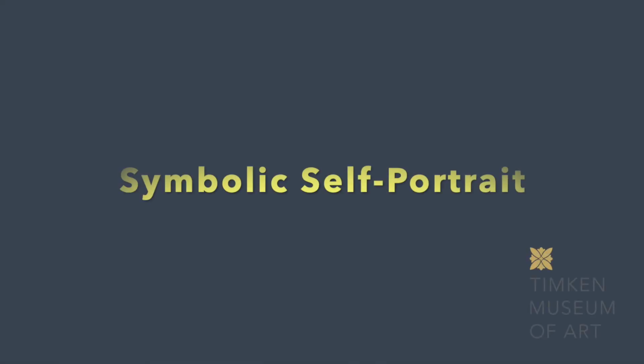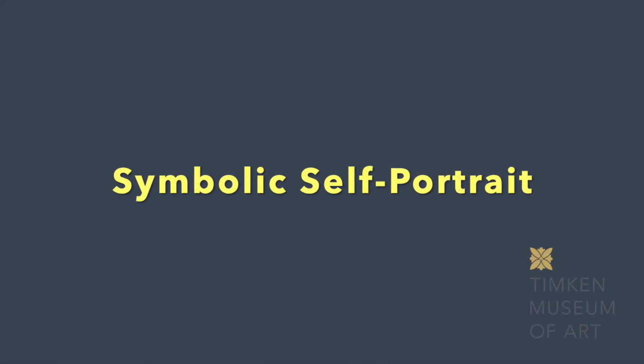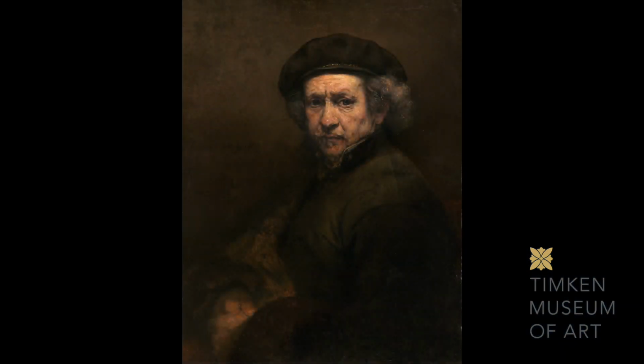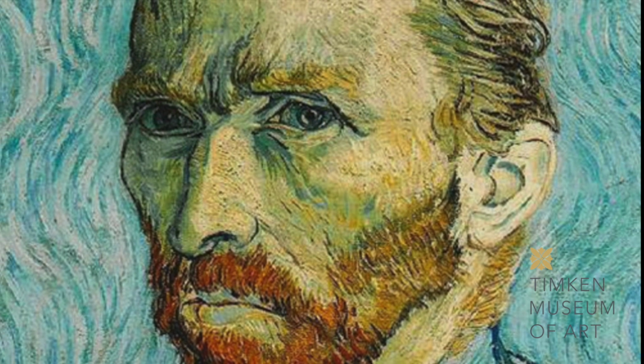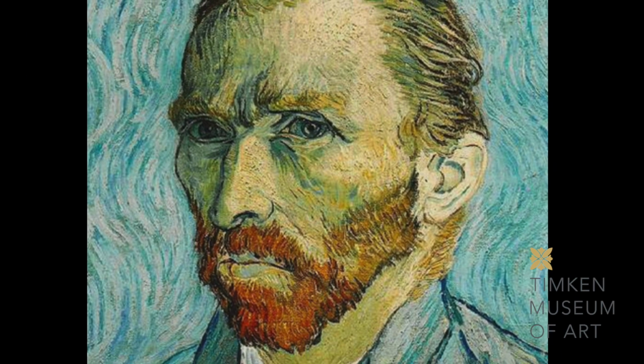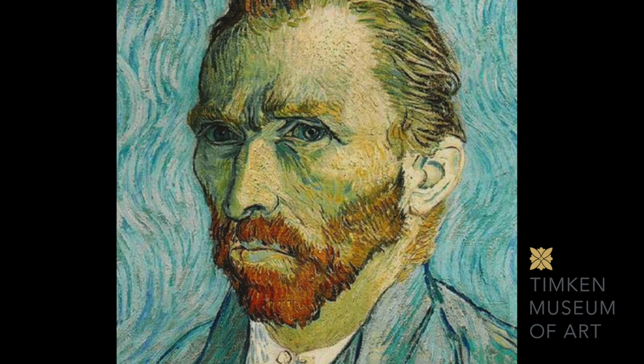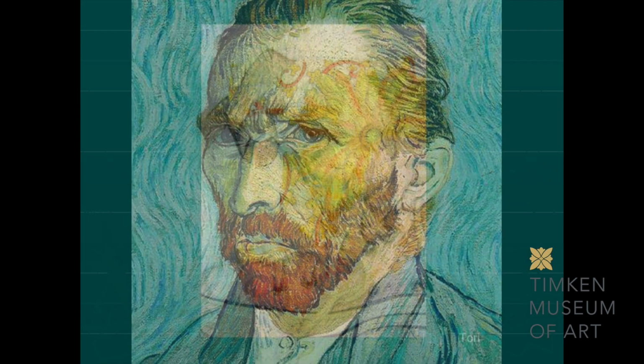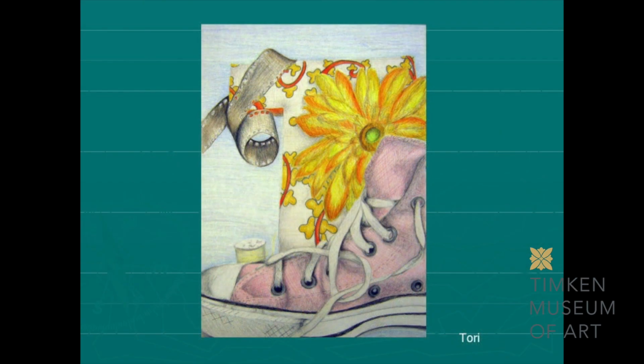Today we're going to create a symbolic self-portrait. What makes a symbolic self-portrait different from a traditional portrait is that the portrait's not just about the person's face, like in this Rembrandt self-portrait or in this Van Gogh self-portrait. Instead, with a symbolic self-portrait, objects and colors that symbolize who the person is are composed into a picture.